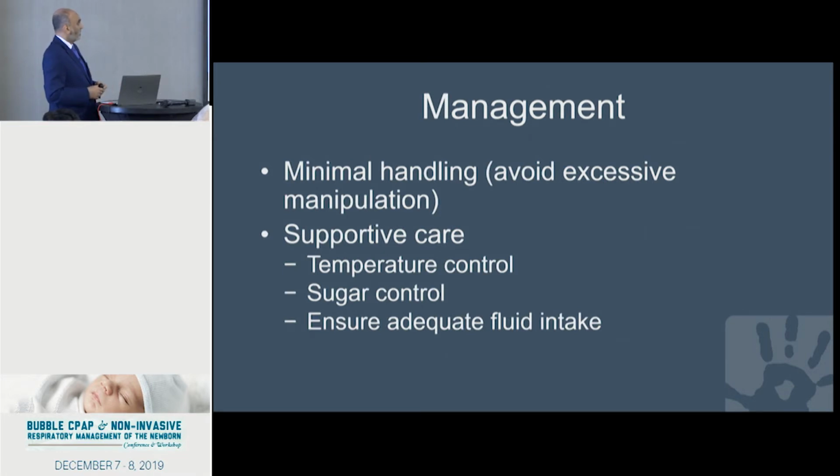So the management strategies: really we're talking about minimal handling, avoiding excessive manipulation, and that is one of the major issues when you have a baby who, when you suction him, will dip down. When you touch him, he'll dip down, and then you find that every 5 minutes somebody is doing something. So this baby is in continuous agitation. So minimal handling and clustering of care is a key point. And then providing supportive care, making sure about the temperature, the saturation, the sugar, and the fluid intake. One of the other points, really, you cannot handle a pulmonary hypertension baby who's hypotensive.